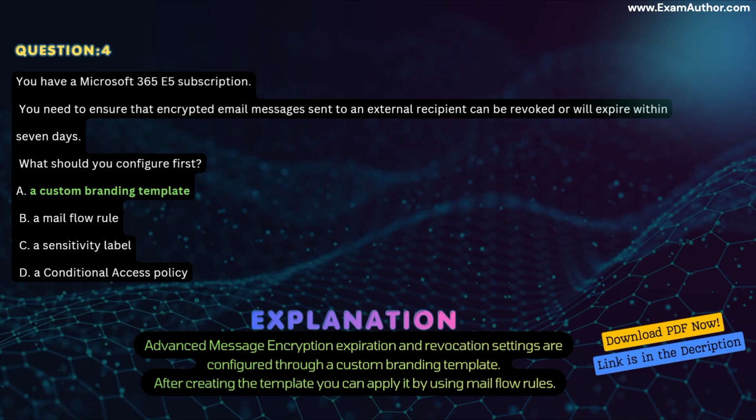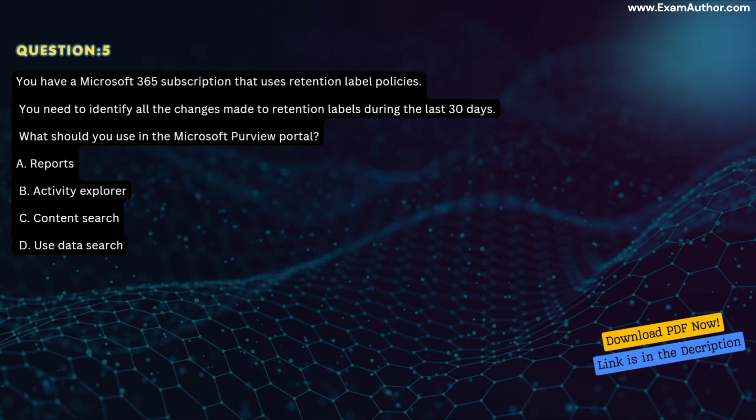Question 5. You have a Microsoft 365 subscription that uses retention label policies. You need to identify all the changes made to retention labels during the last 30 days. What should you use in the Microsoft Purview portal? A. Reports. B. Activity Explorer. C. Content Search. D. Data Search. The correct answer is B.